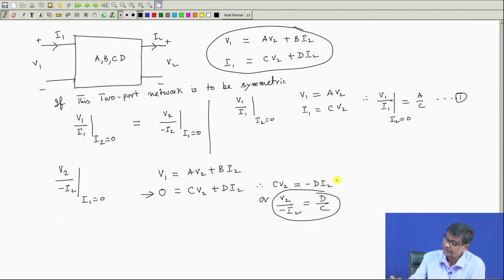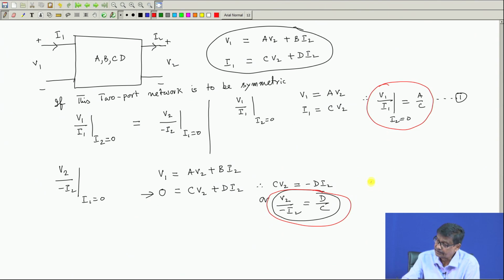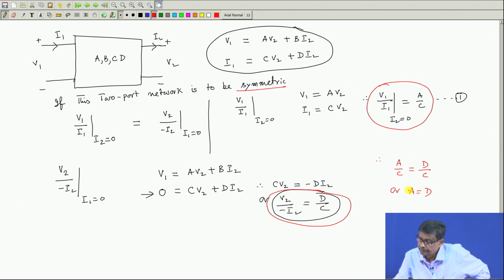And so, this and this one should be equated. So, what will be the result? To be symmetric, these two should be the same, that is A by C should be equal to D by C, or A equal to D is the condition. Is that clear? A equal to D will be the condition.